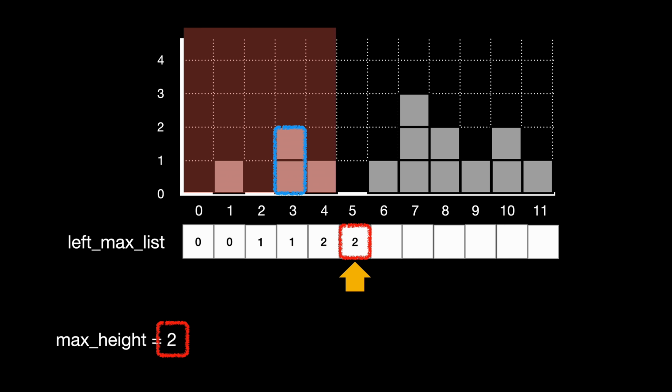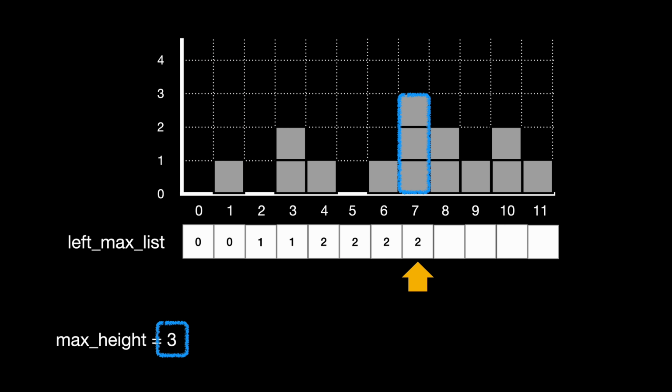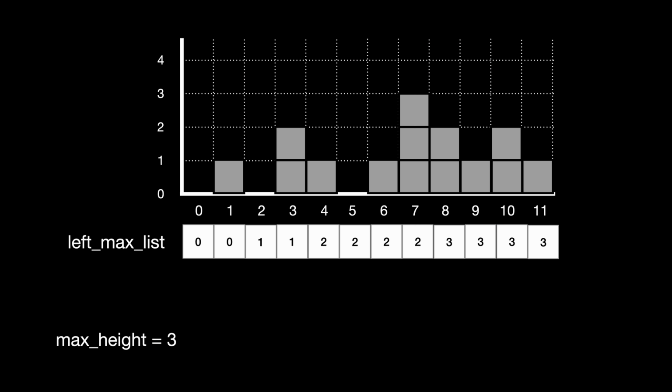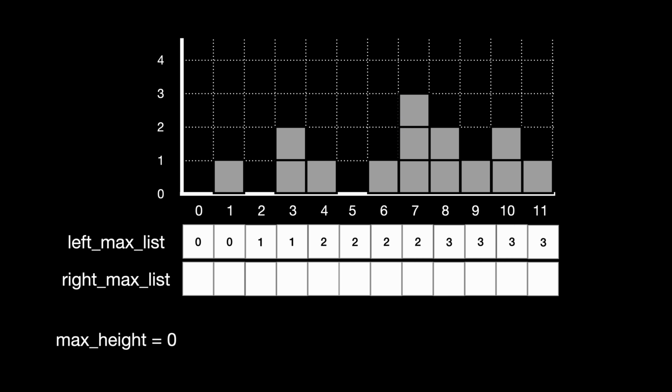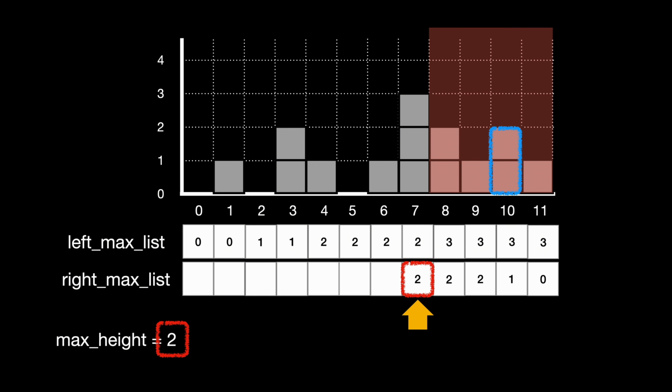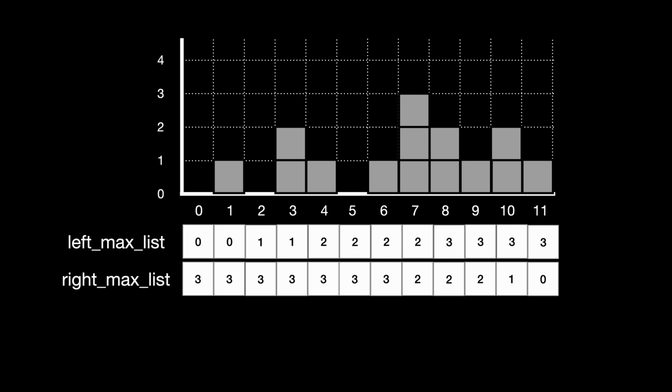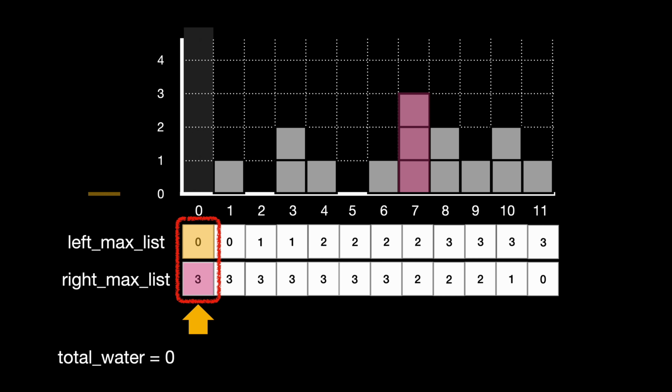As we go along, we're building up a list of the tallest left side walls seen so far for each position. Once we've completed the left max list, we're going to do the same thing, but this time from the right side. And at each step, we keep track of the highest wall seen so far from the right. This gives us the right max list. Now that we have both the left max list and the right max list, we have all the information we need to calculate the amount of water trapped at each position. Let's walk through how we compute the total.